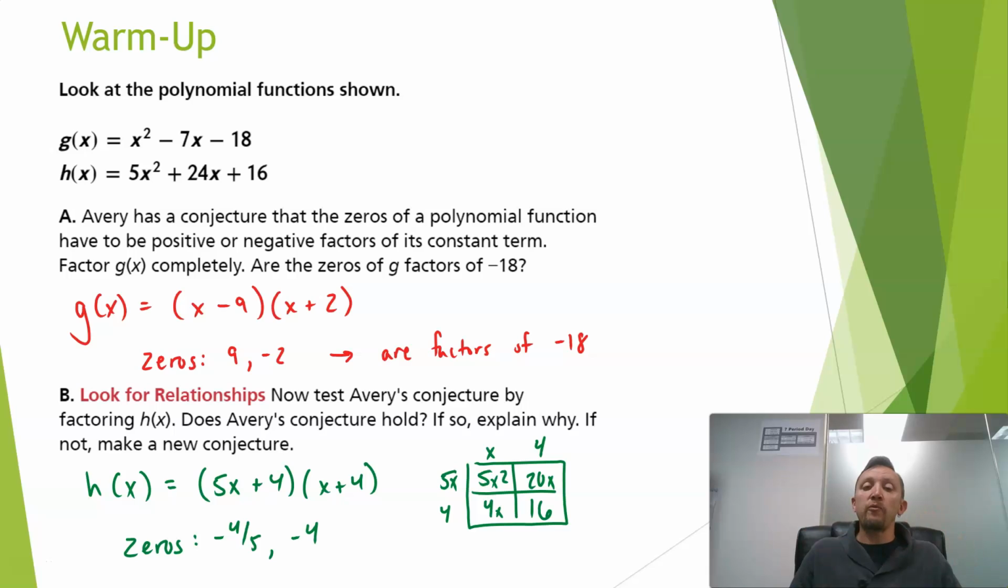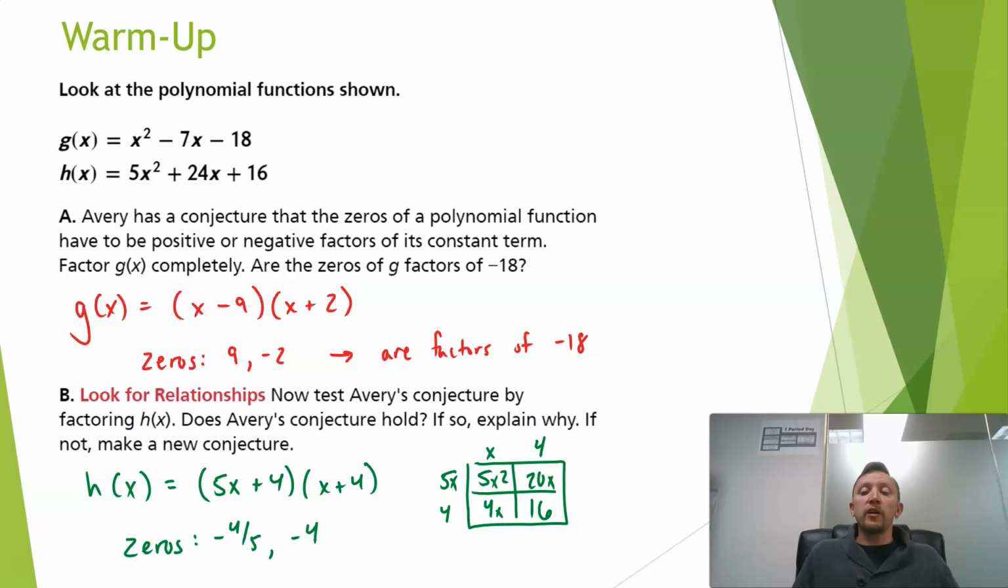So then when you factor it down, you get x plus 4 times 5x minus 4. So our zeros are negative 4/5 and negative 4. So are those two actually factors of 16? Well, negative 4 is a factor of 16, because negative 4 times negative 4 would be positive 16. Negative 4/5, though, is not a factor of 16. So maybe you changed the conjecture, maybe you didn't. Maybe you changed the conjecture to say that her rule only works when the leading coefficient is 1. That would be fine.